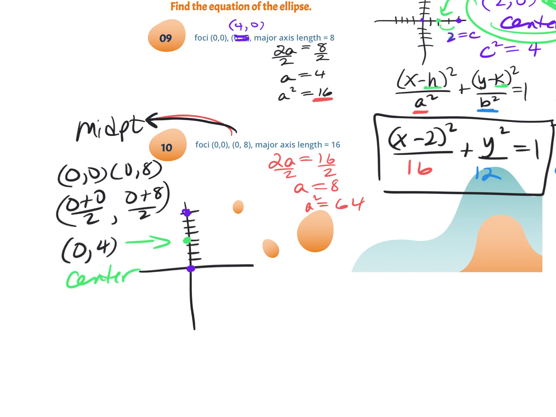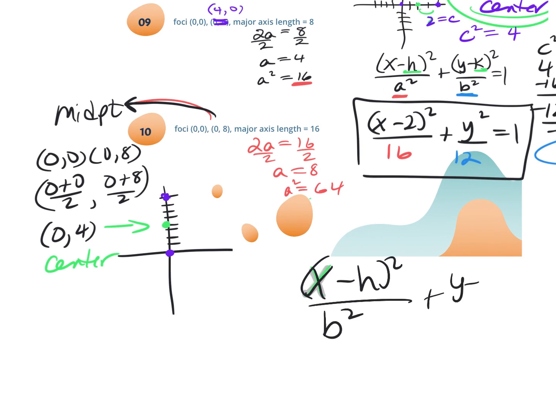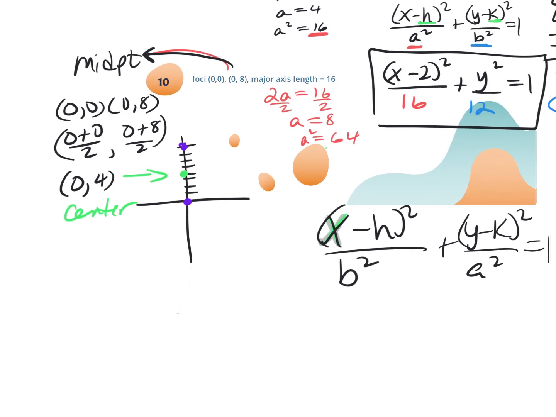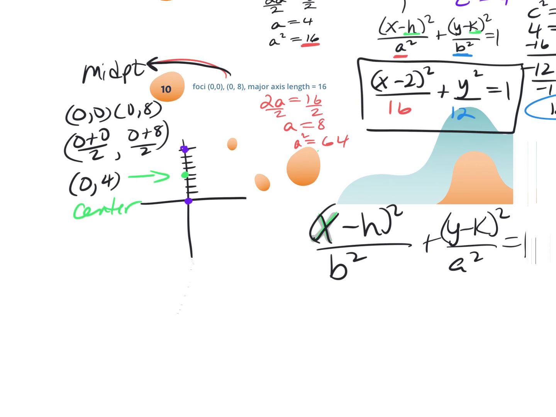And again, same setup. We have a squared, but we need b squared. And again, our formula here, our a squared is under the y squared. So again, it's x minus h squared, and then the b squared is going to be underneath here, y minus k squared with a squared underneath. So I already have my h and k. I'll be filling in 0 and 4 there.